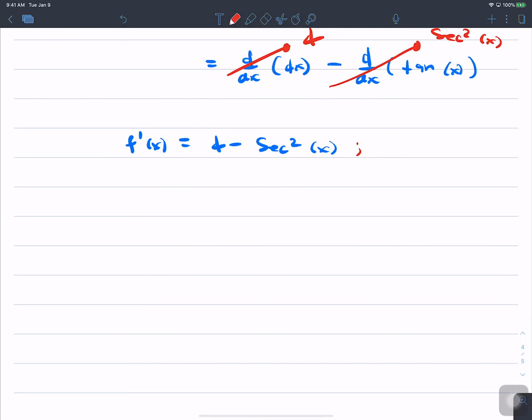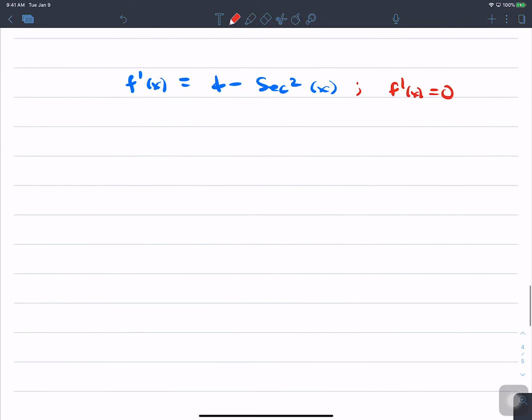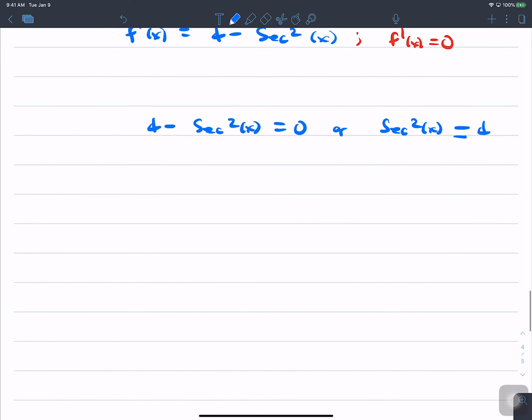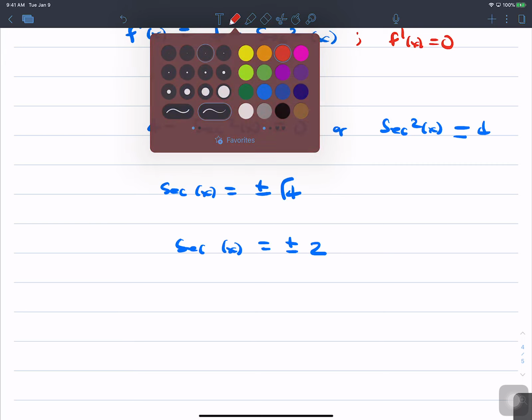Now remember, we got to set this equal to 0. And what this does for us is we get 4 minus secant squared x is 0, or we could do it this way. Let's say secant squared x equals 4. Okay, because I can add secant squared to both sides. And this means secant will be plus or minus the square root of 4, or secant will be plus or minus 2. We're going to use the square root formula.